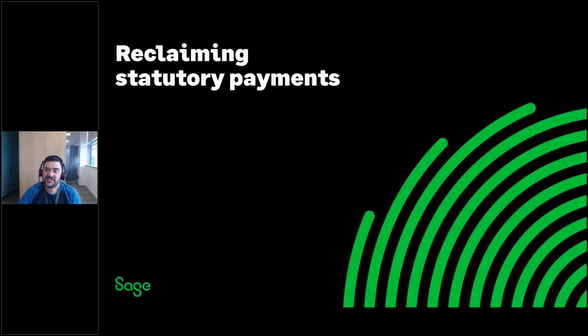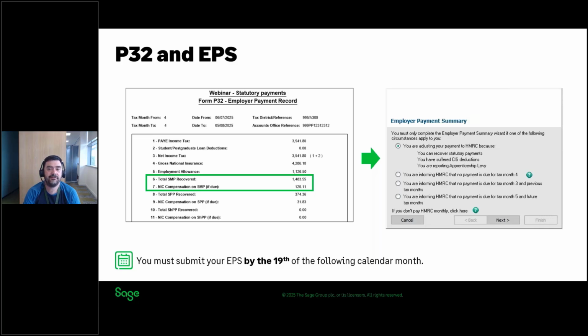So next up, let's just cover reclaiming statutory pay. So it's the same principle for any statutory parental payment. And when you get to the end of each month, 2 tasks you'll have. Number 1, run your P32 report, and that will calculate the amount that you're eligible to reclaim, either 92% as a standard employer or 108.5% if you qualify for small employers relief. And then you'll need to do an EPS submission.